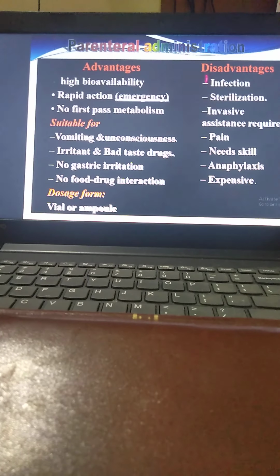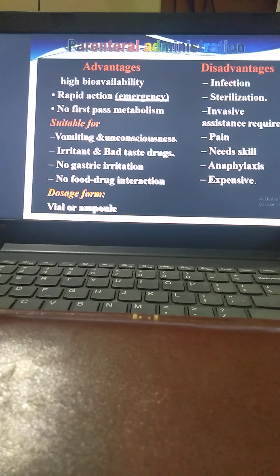Now we have parenteral administration advantages and disadvantages. High bioavailability. We have a rapid action, useful in emergency. No first pass metabolism. So it is suitable for vomiting and unconscious persons. For patients who are vomiting and who are in an unconscious state, we can give parenteral administration. It avoids irritant and bad taste, and there is no gastric irritation, and no food-drug interaction. Because when we give 2-3 drugs orally there is a drug-food interaction, like digoxin and cholestyramine. The dosage form is vial or ampule.